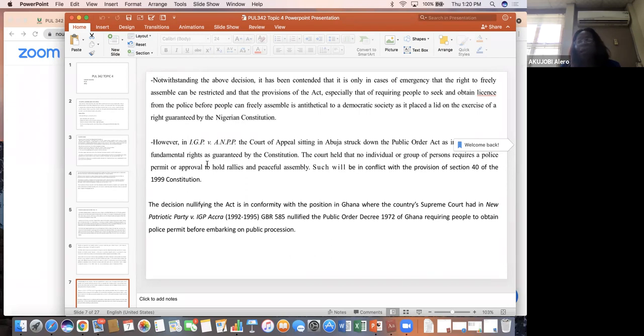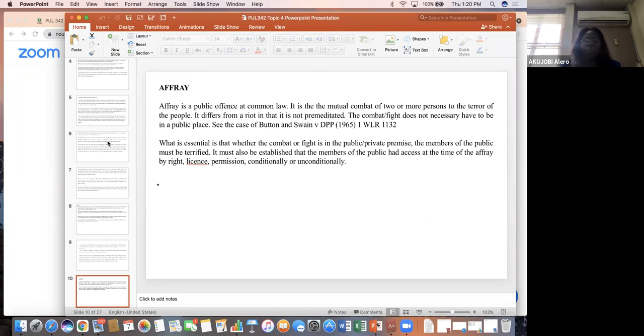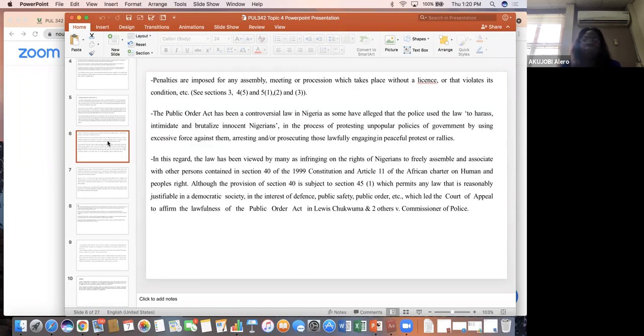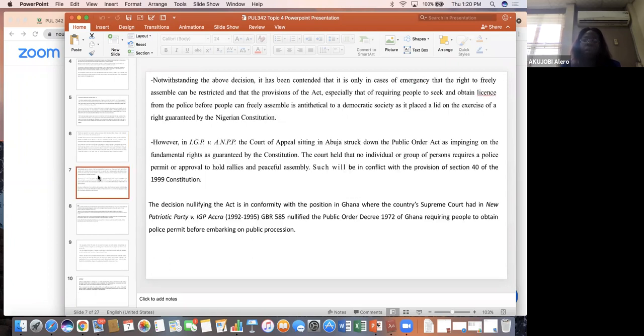It is interesting to note that in the case of IGP and ANPP, the Court of Appeal sitting in Abuja struck down the Public Order Act as infringing on the fundamental rights guaranteed by the Constitution. The court held that no individual or group of persons requires a police permit or approval to hold rallies and peaceful assembly, and that such a requirement would be in conflict with Section 40, which guarantees free association and free assembly under the Nigerian Constitution.